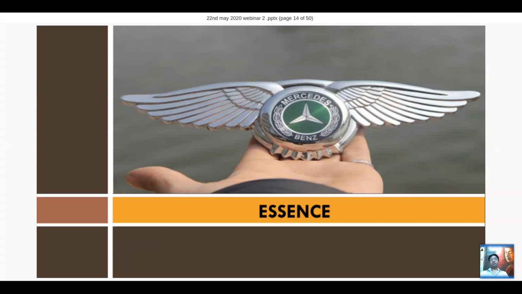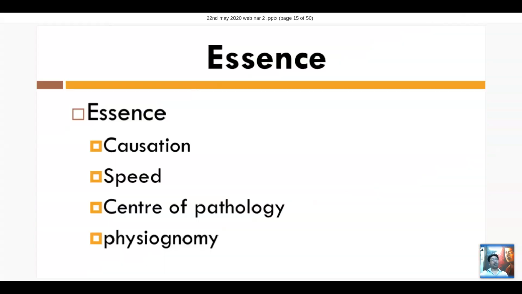The other type of information which is very important is the essence, right? Now, what is essence? Normally, when I was in my student phase, I thought essence meant a mental phenomenon, right? So weeping tendency, yielding disposition is the essence of Pulsatilla. But we have to read the mind of the author who has given this word. This word is given by Vithoulkas. When you read Vithoulkas, he said essence has four parts. First, causation; second, speed; third, center of pathology, right?